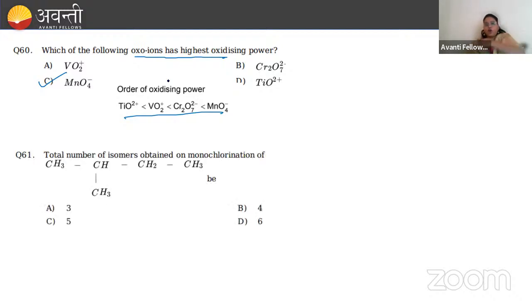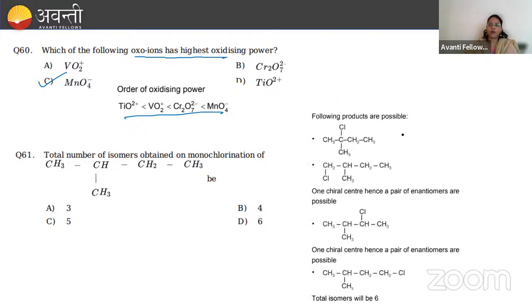Total number of isomers obtained on monochlorination of the given compound is? What will be the answer? So let's talk about this. Here the following products can be possible. This is one product. This is another product. The chlorine that has come is added here, in the first molecule. In another molecule, chlorine has been added here.